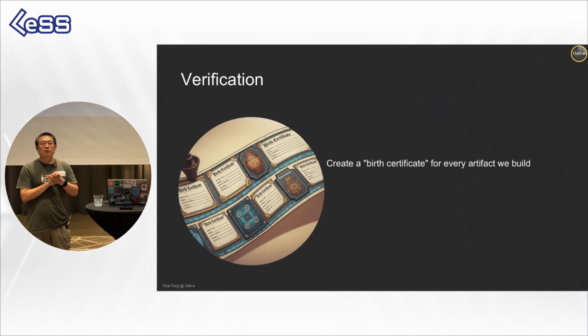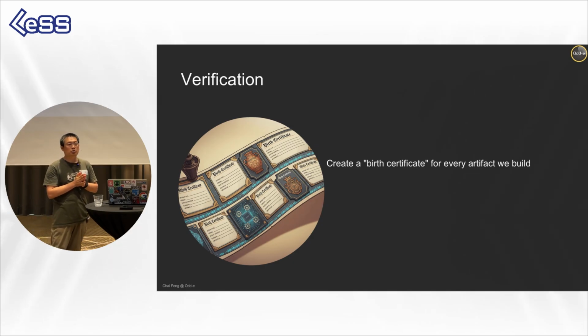The last practice is verification. After chunking, we know our inputs. After fabrication, we have a reliable process. Verification is about proving it all. The goal is to create a birth certificate for every artifact we build. This makes the entire process transparent and more traceable. And I mean every artifact, every library, every PR build, every single thing that comes out of the system gets its own proof of identity.